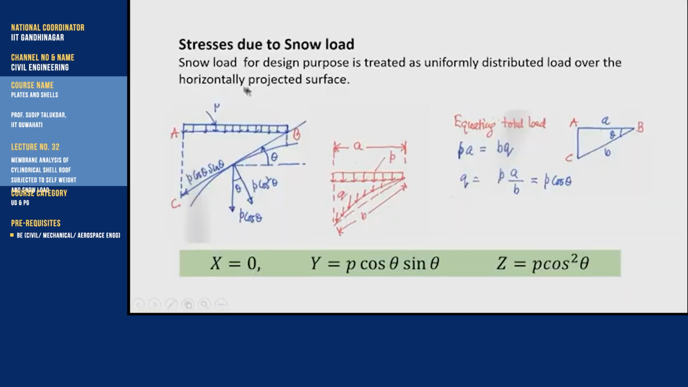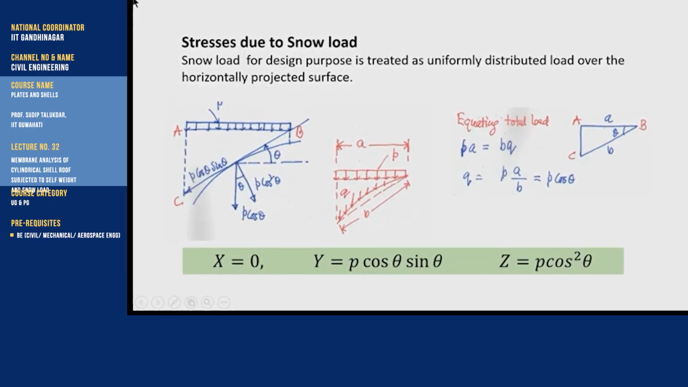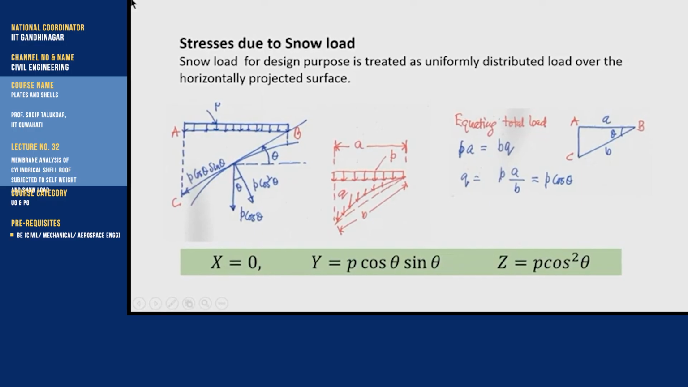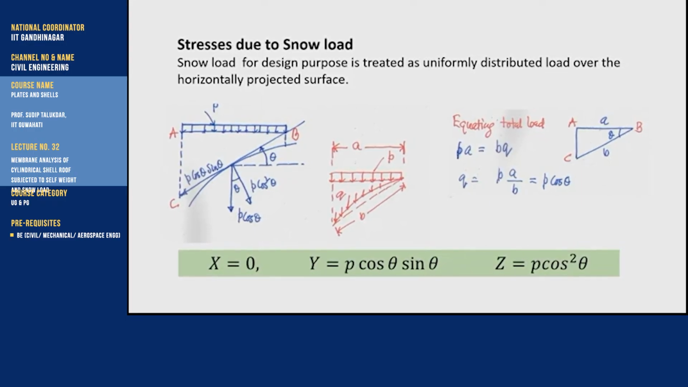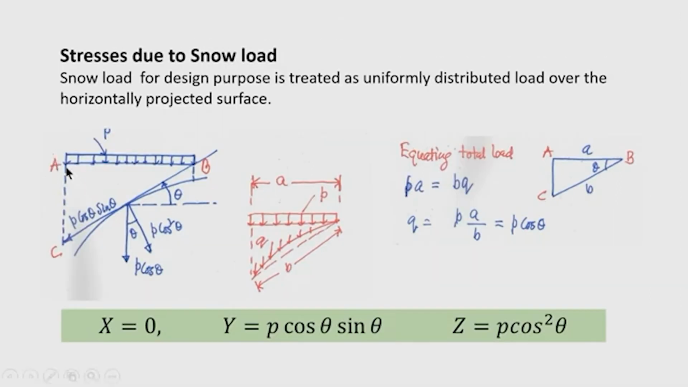Let us see the case of snow load. Snow load for design purpose is treated as a uniformly distributed load over the horizontally projected surface. So the snow load is acting here over the horizontally projected surface, and it is the shell surface, and we have to convert this in terms of the load that is acting along the surface of the shell, but that is done in this way.